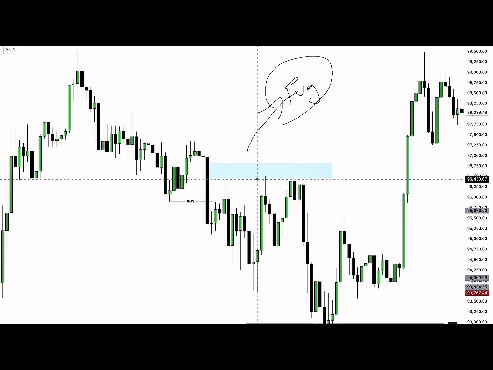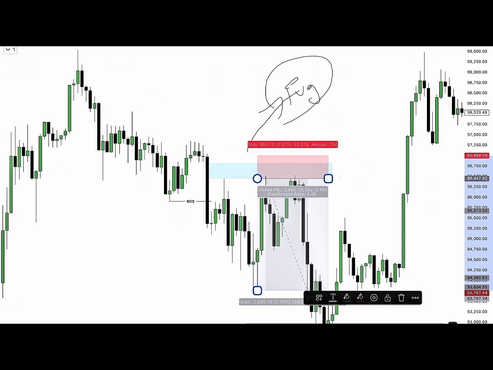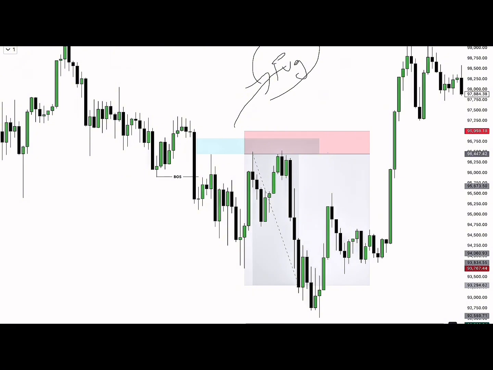So in this case, if we are to trade this, our entry should be somewhere around here, while our stop loss should just be above the fair value gap, and then you can target as much as 1:5 risk to reward, and that is just it.